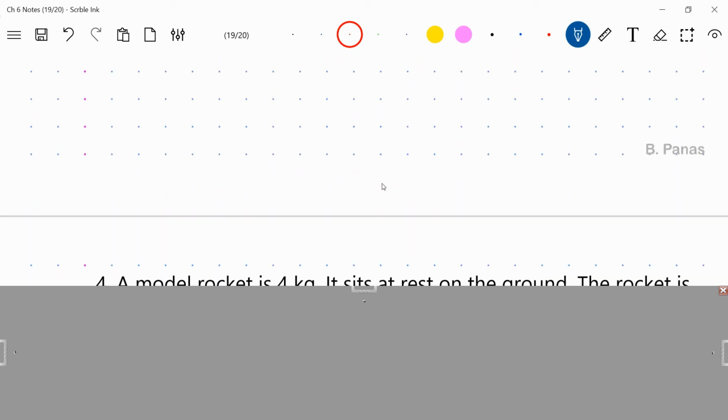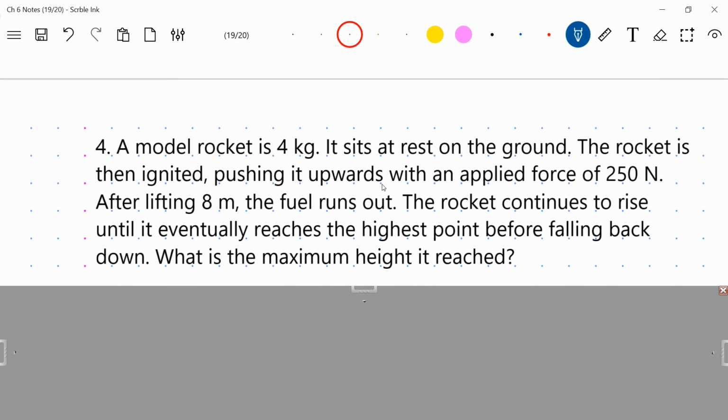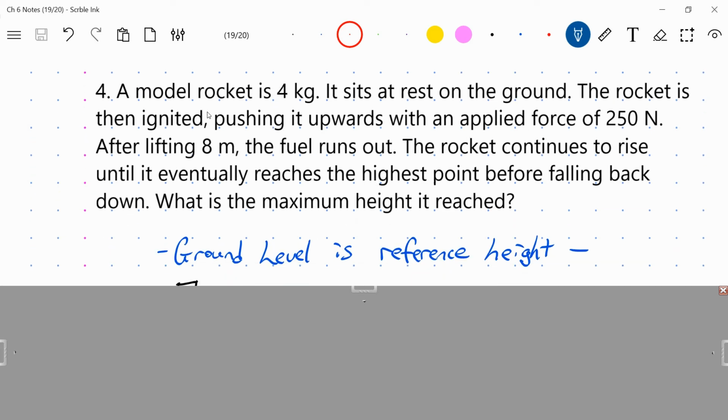All right, number 4. Here's a question where you start to see the utility of this work and energy approach, because number 4 could be solved using the physics we've learned in previous chapters, like Newton's laws and kinematics. But in this question especially, it is going to be very, very simply solved using this newer work-energy idea. Okay, so we know the model rocket is 4 kilograms.